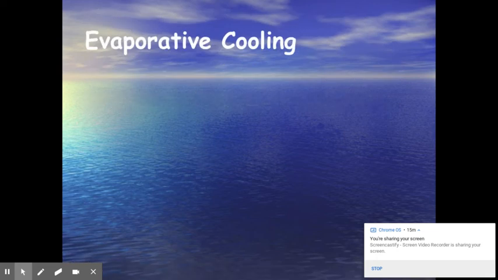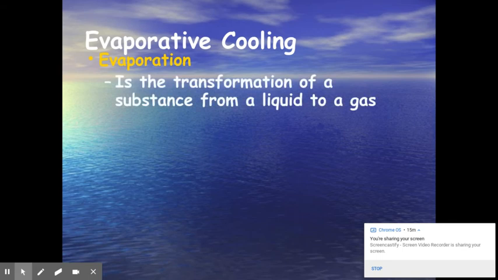Okay, we just talked about that. Our next one is evaporative cooling, and on your sheet, that's going to be high heat of vaporization. And you've all experienced this. You might not have thought about it, but you've definitely experienced this.